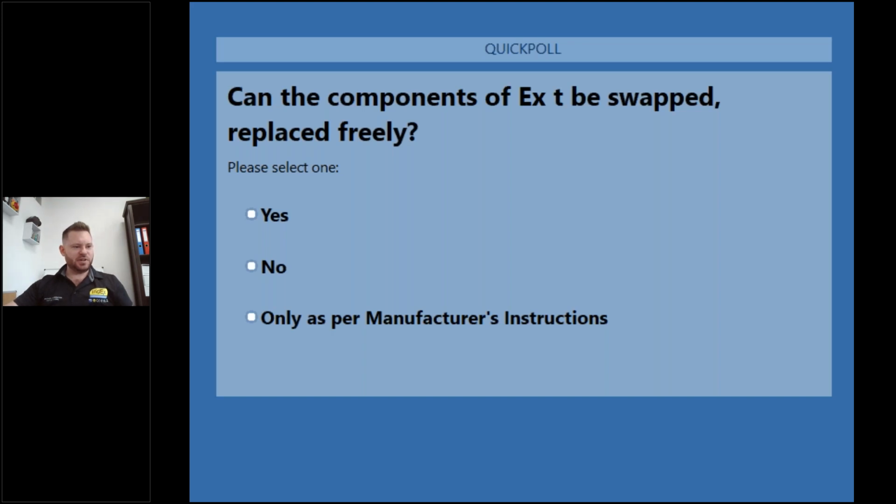Give it another 10 seconds. We got 68% of people have voted.